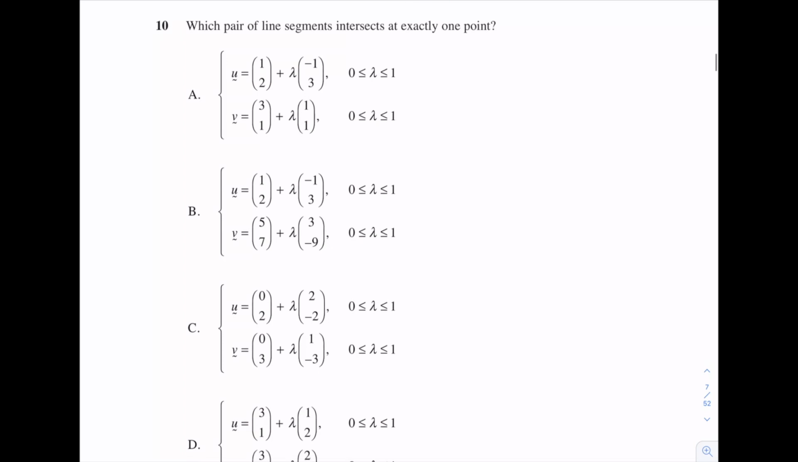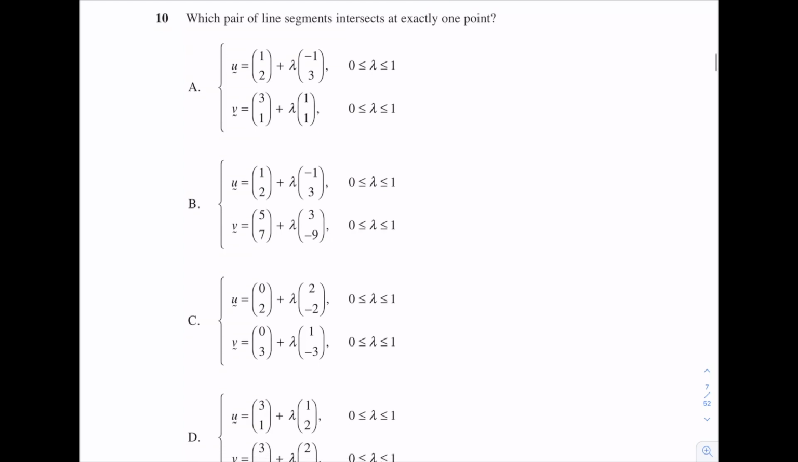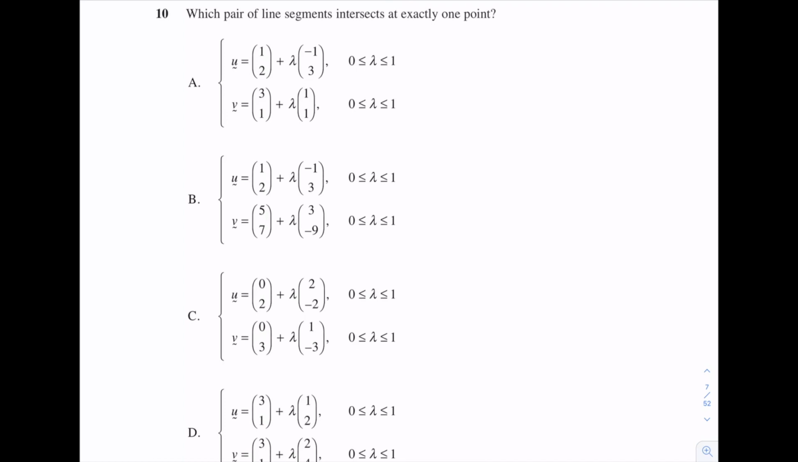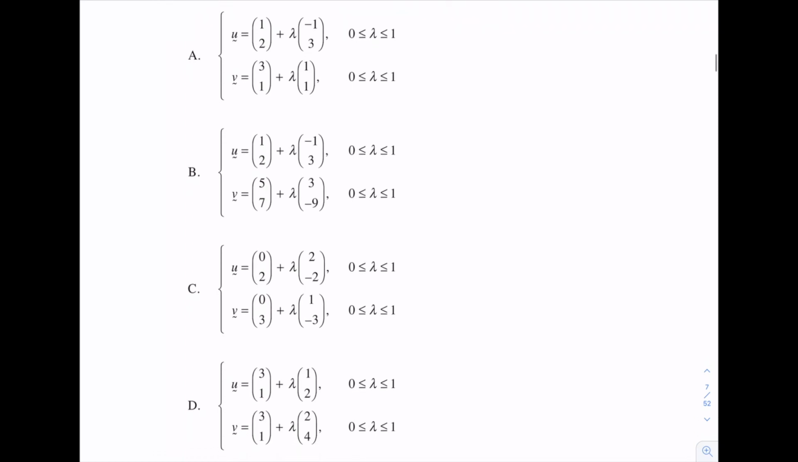Last question. Which pair of line segments intersects at exactly 1 point? Okay, first thing I noticed when I look at this question is that I can eliminate 2 options immediately, just using a bit of knowledge about lines, especially when they're written in vector form. So if we have a look at options B and D.